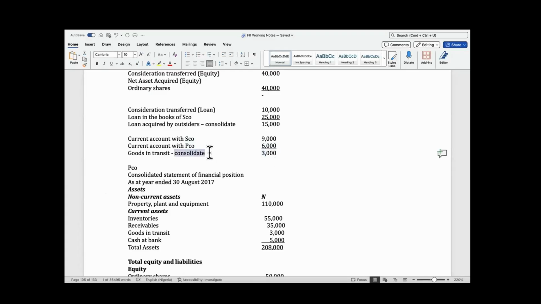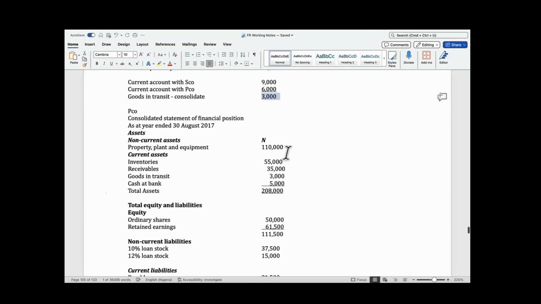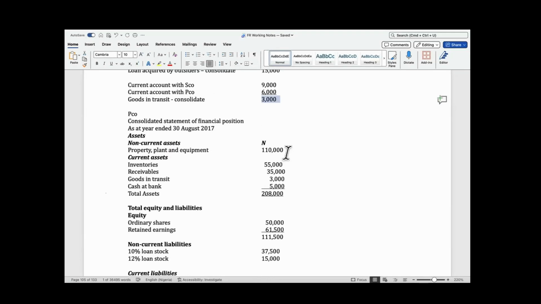The balance of 3,000 that I was told is goods in transit, those are goods for which the transaction is not completed. So I'll consolidate it. It's not a complete transaction between the two, so I can't cancel that out. That needs to be presented. Those are all the cancellations. Every other item, you just add them together. It's as easy as that. PPE, I add that of the parent and the subsidiary together.